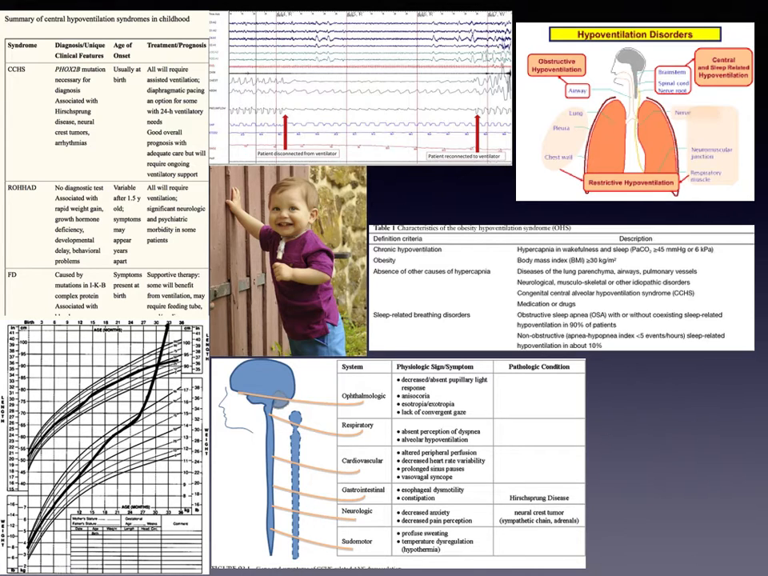PHOX2B encodes a transcription factor that is instrumental in the regulation of neural crest migration and development of the autonomic nervous system. Most patients with CCHS are heterozygous for an in-frame polyalanine repeat of the 20-residue polyalanine region, but the normal genotype is referred to as 20/20. These mutated proteins produce genotypes of 20/24 to 20/33. And then the remaining 10% of PHOX2B mutations are non-polyalanine repeat mutations, my apologies, causing missense, nonsense, or frameshifts.